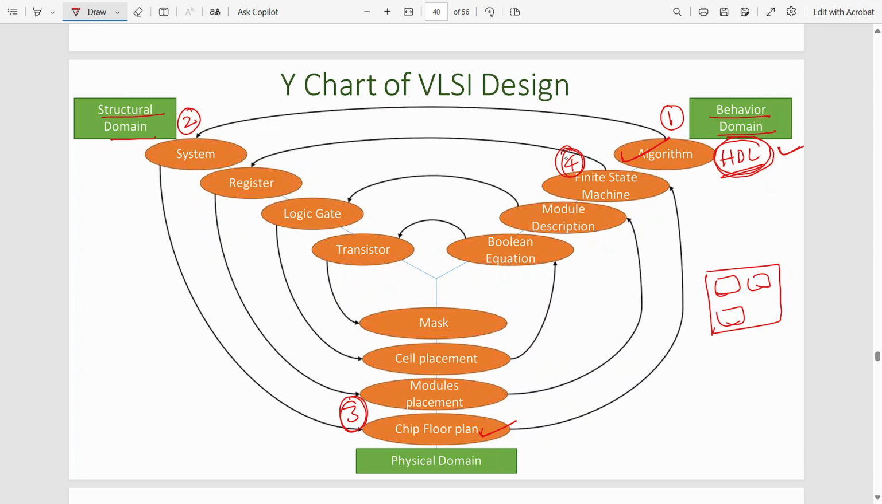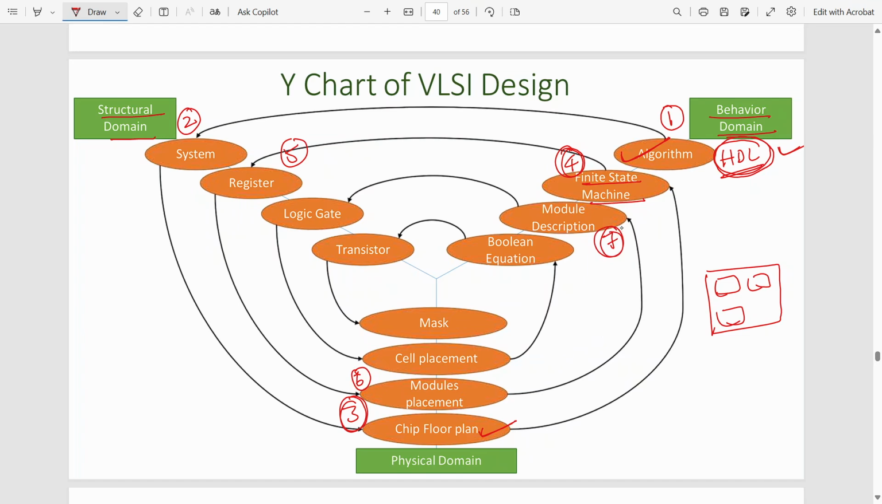So how the physical layers are connected comes under the finite state machine. Next it will come to the register. Now a finite state machine is made up of registers. After that comes module placement, and after that module description. What is the description of that module?